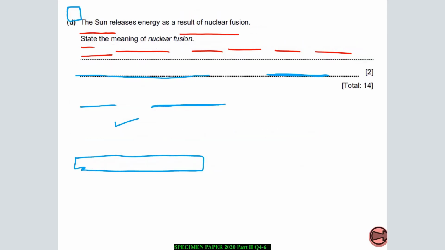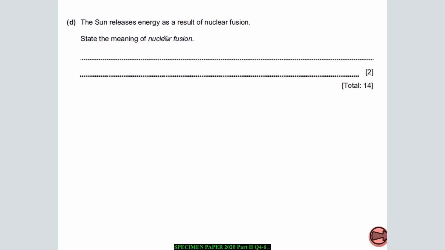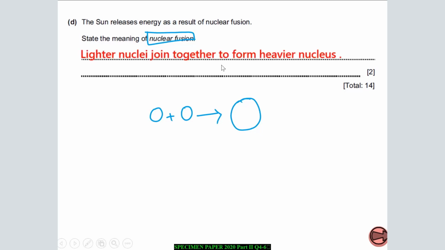The last part of question number 4 is simply asking what is the meaning of nuclear fusion. Nuclear fusion simply means that two small or lighter nuclei combine together and form a bigger nucleus. This means lighter nuclei combine to form a heavier nucleus. So this is how we can answer. Lighter nuclei join together to form a heavier nucleus. So this is how we can answer question number 4.